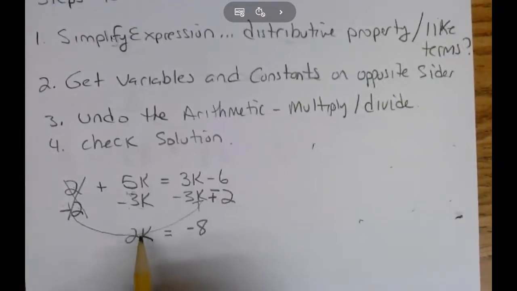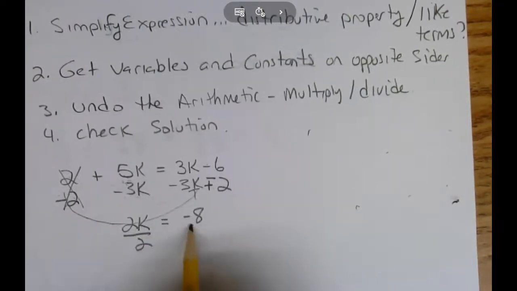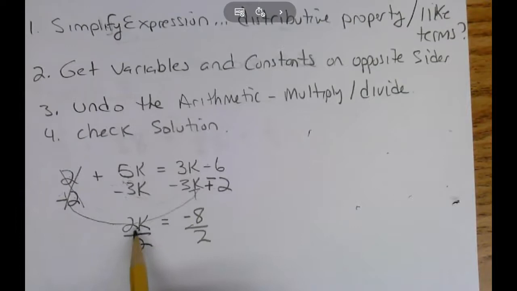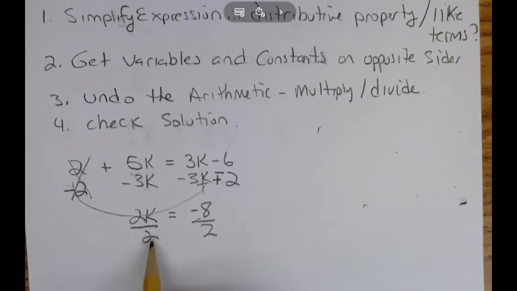And then I just use my next property to solve for k. I'm going to divide by 2. The reason I'm dividing by 2 is because 2 is multiplied by k, and I want to undo that arithmetic. So I'm going to do the opposite and divide. I do it to both sides, making it a division property of equality. And then 2k divided by 2 is k.